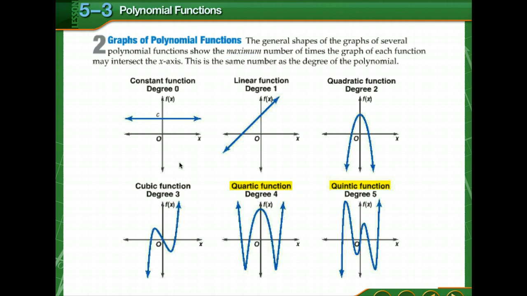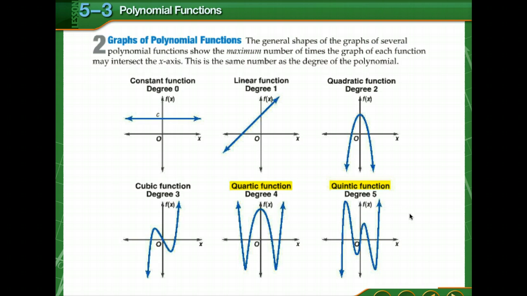The general shapes of the graphs of several polynomial functions show the maximum number of times the graph of each function may intersect the x-axis. This is the same number as the degree of the polynomial. So a degree of 1, it crosses the x 1 time. Degree of 2, 2 times. Degree of 3, 3 times. 4, this was what's called a quartic function. Degree of 4. A quintic function is degree of 5. Notice it crosses the x 5 times.